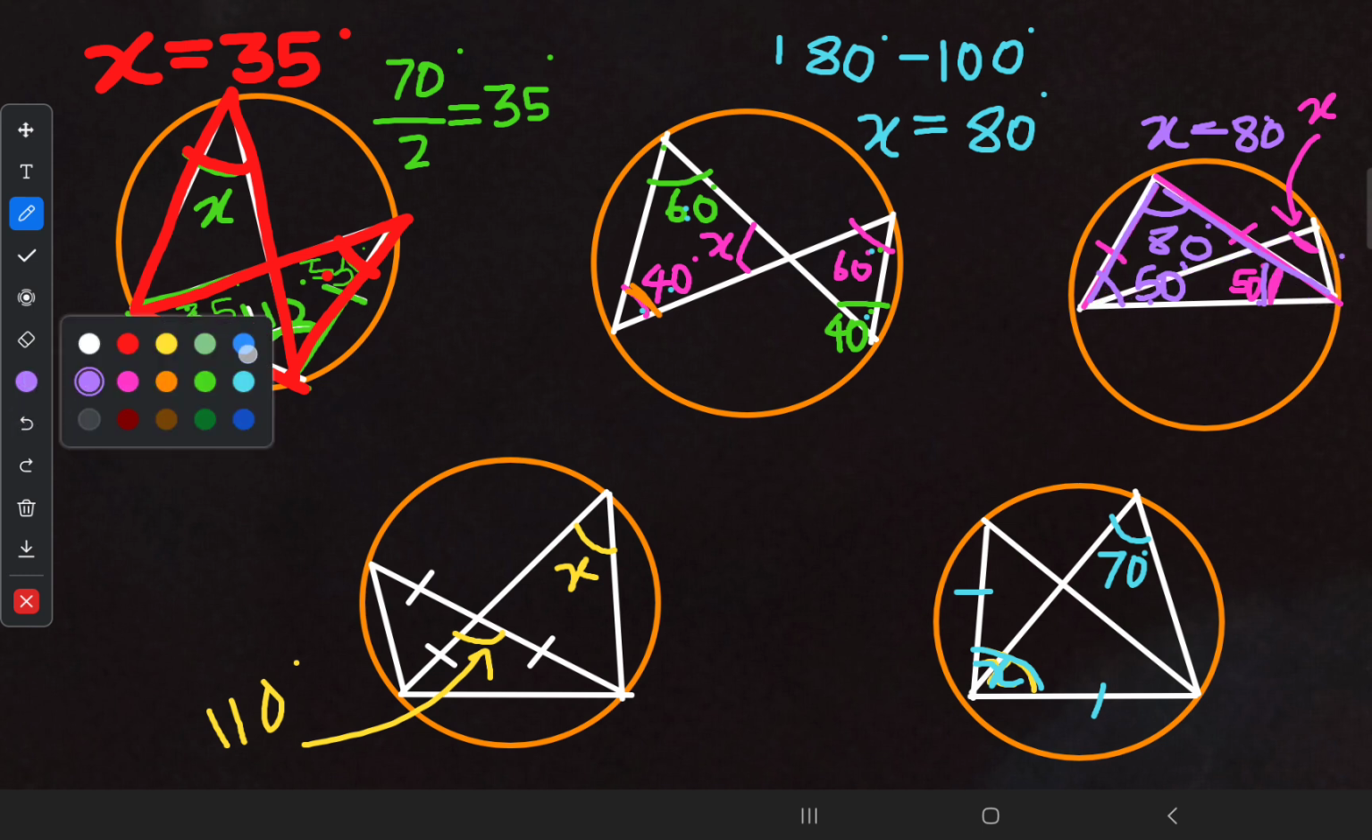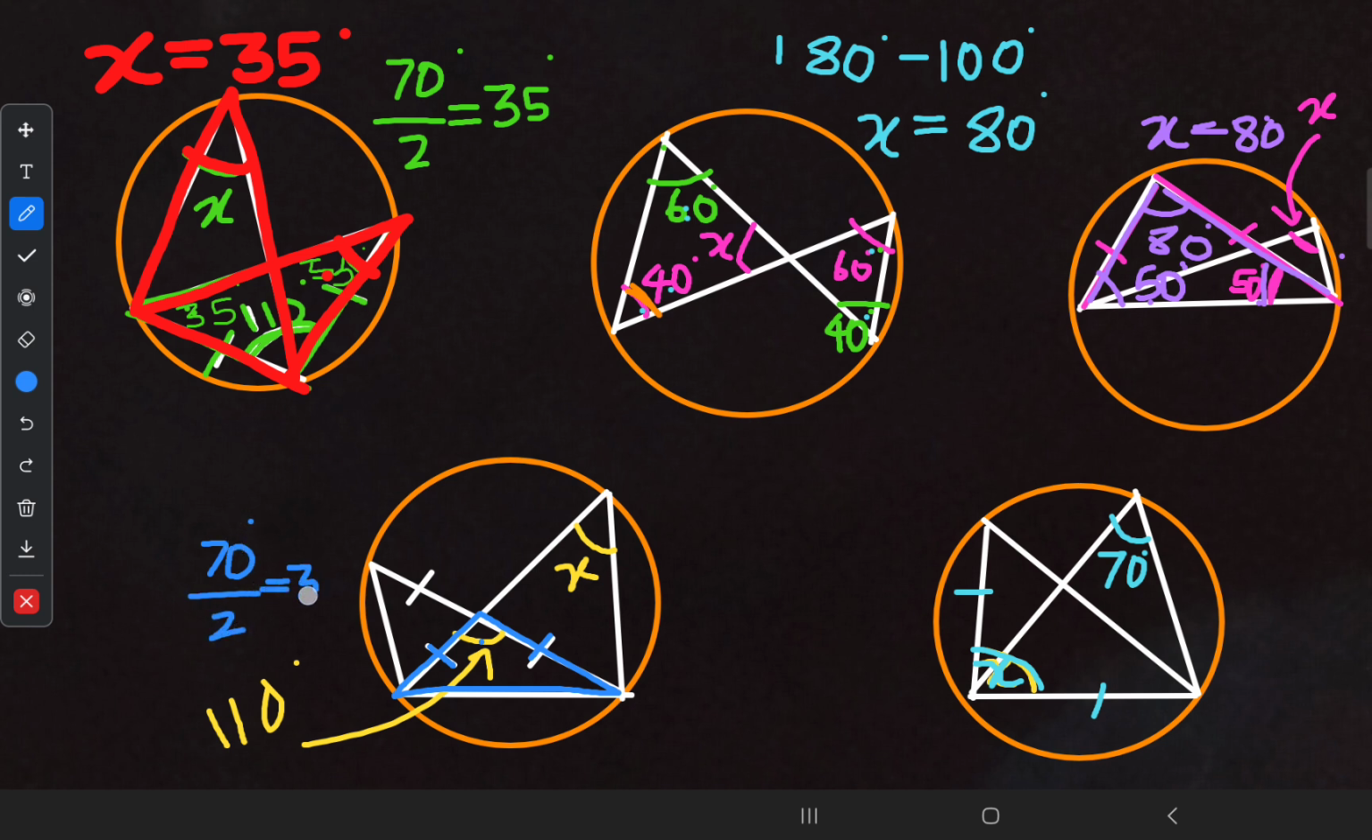Then let's look at our next question. This angle is 110, this is given as 110. Look at this triangle. This is an isosceles triangle because these two are equal likewise. So 180 minus 110, that is 70. 70 divided by 2, that is 35. So each of these angles is 35. This is 35 and this one also 35 degrees.